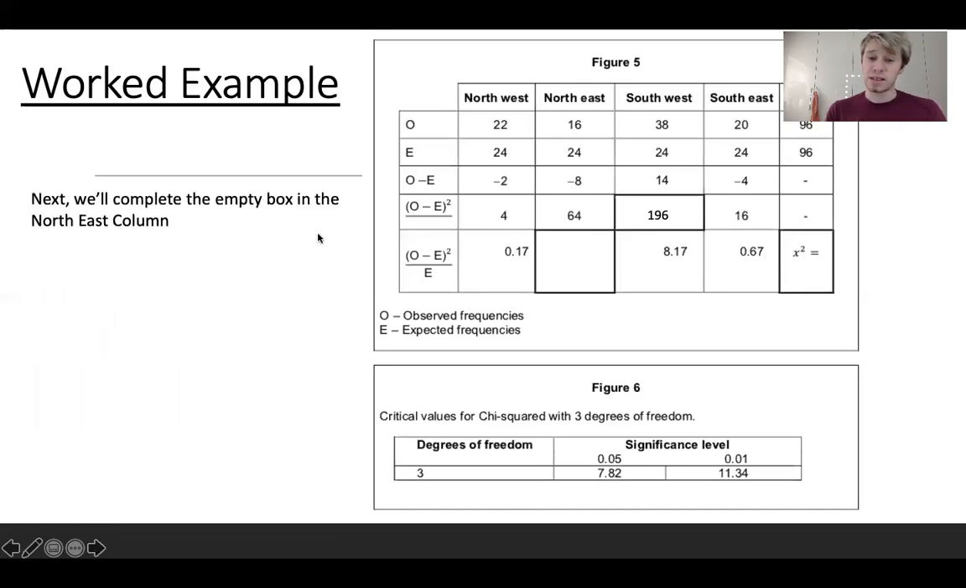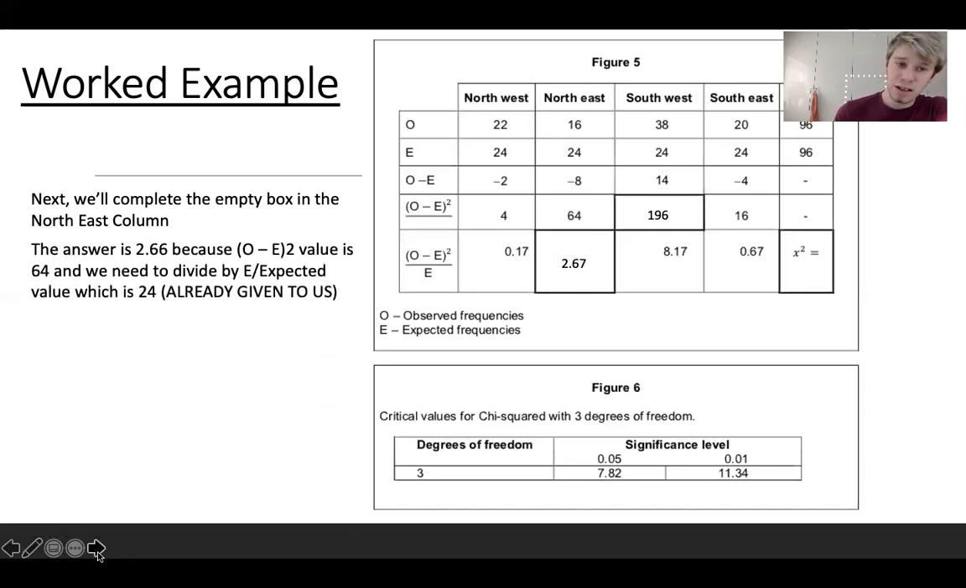And then we'll complete the box in the northeast column. So this is the bottom one here where my cursor is circling. The number there was 2.67. Why is that, we're wondering? So the answer is 2.66 or 2.67, depending on rounding. You won't lose marks for that really, because it's more showing your ability.